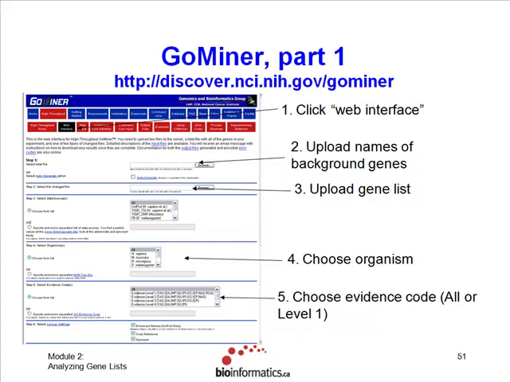And also, the tool that we're going to be using is GoMiner, which sometimes requires you to put in a background set. So if you know the genes that are on your array, you might have that background set in hand. If you don't have that background set in hand, you can get it from BioMart. And so Gary is also going to show you how to use BioMart.